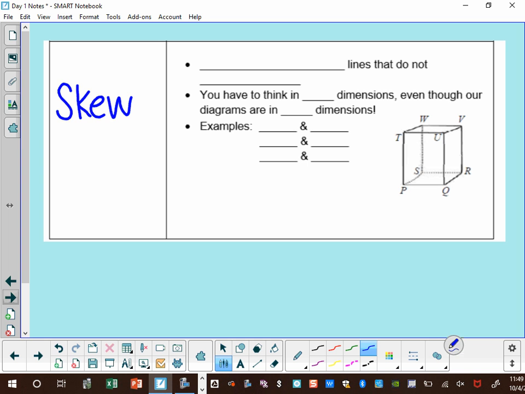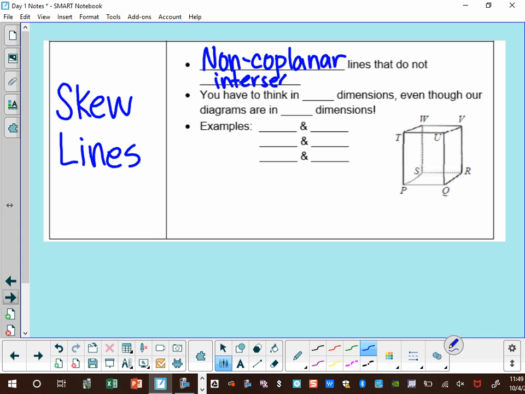Alright. I love this thing. Skew lines. Skew. Yep. So skew lines are non-coplanar. So that means they're not on the same plane. Non-coplanar lines that do not intersect. So what's special about skew lines is they're not parallel, they're also not touching. They're kind of just random lines, okay?